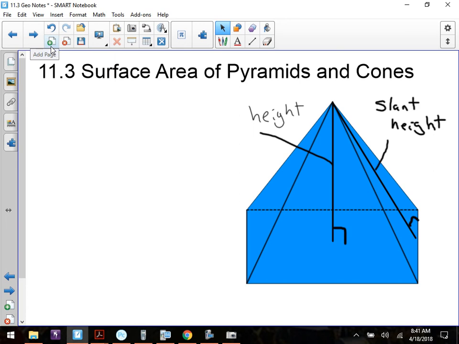Pyramid, because we're not going to do any oblique ones. We're going to do all straight ones, okay? It's going to go to the center of your base, okay? So if this is badly drawn, but the center of the base here would be the middle of the square, okay?